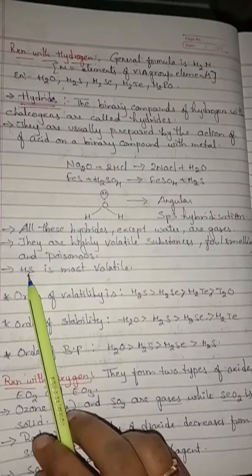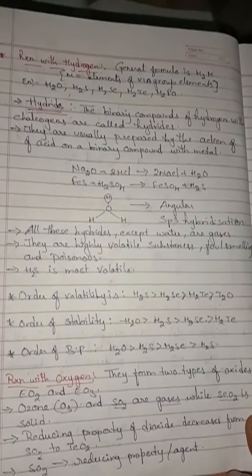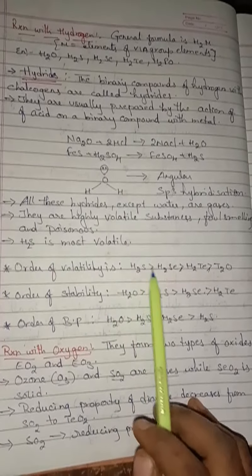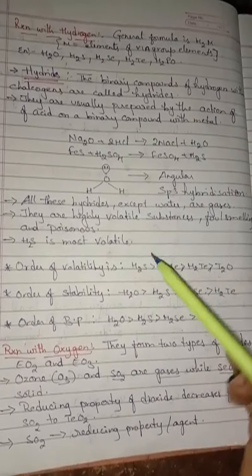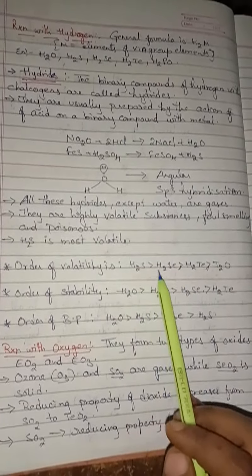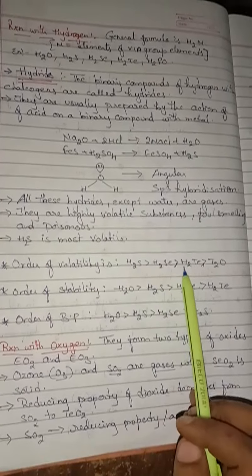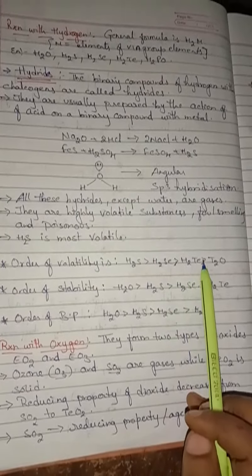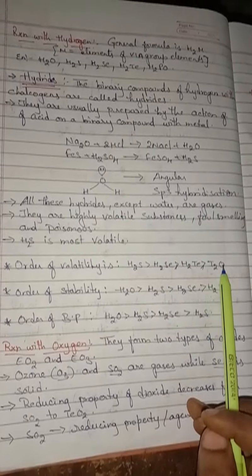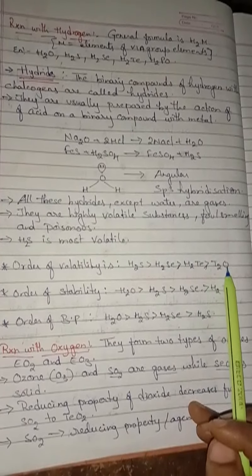If you see, hydrogen sulfide is the most volatile, which means it can easily evaporate. In the order of volatility, H2S is greater than H2Se, which is greater than H2Te.